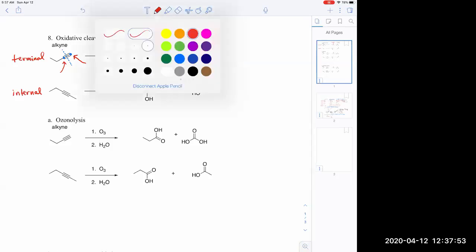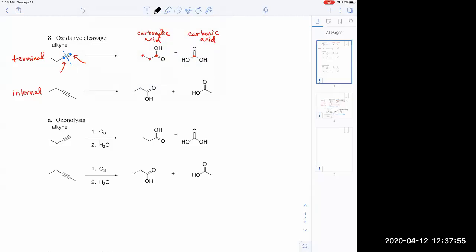and in the case of a terminal alkyne, it produces carbonic acid. And if you remember from the oxidative cleavage of our alkenes, when carbonic acid is being produced, it is not stable, so it would rapidly break up into carbon dioxide and water. Your textbook actually doesn't even draw it out as carbonic acid. It says in the oxidative cleavage of the terminal alkyne, you will create a carboxylic acid and carbon dioxide.